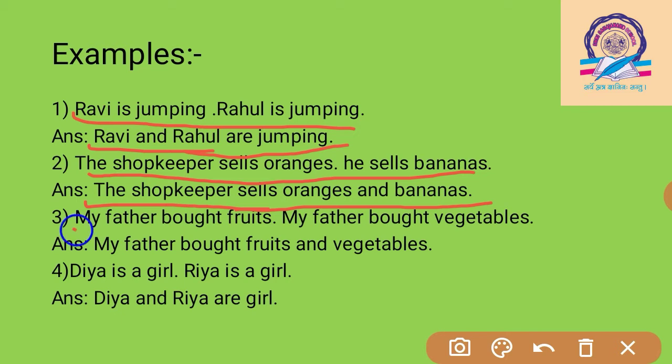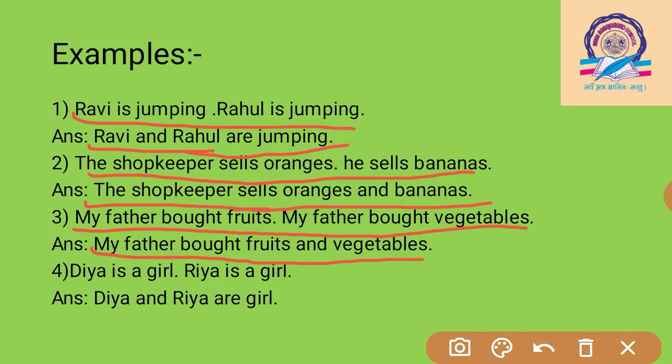The third sentence: my father bought fruit, my father bought vegetables. So here my father bought is given two times. During joining the sentences by conjunction, we have to use my father bought only one time. But here fruit and vegetables are two different words, so we have to join the two different words by and. So, my father bought fruit and vegetables. Here fruit and vegetables are joined by and.